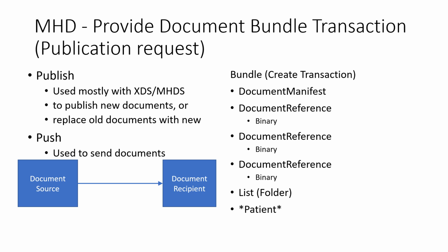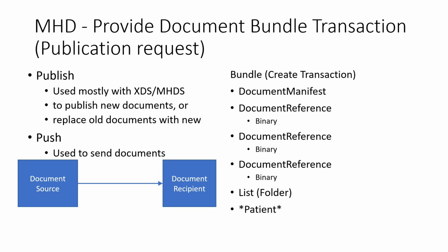So drilling quickly into MHD. MHD's first transaction is the Provide Document Bundle transaction. It is the way that a document source requests that documents be published. This is mostly used with environments like XDS or MHDS that have the registry involved in supporting the publication request. It can be used to publish new documents, or it can be used to replace old documents or provide transforms, all of the mechanics of document sharing.